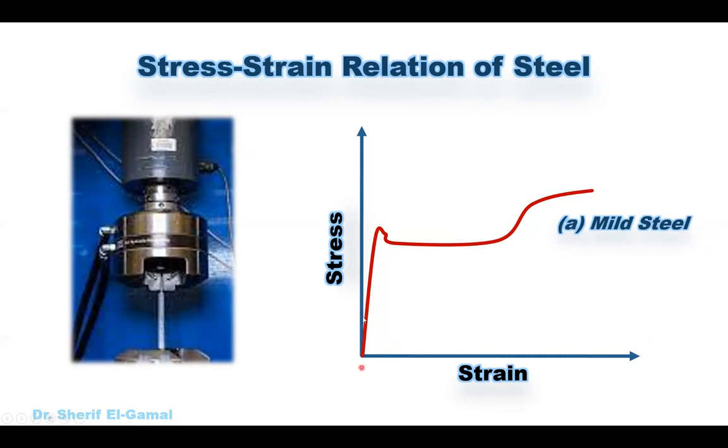For mild steel, we can see that we reach a maximum value here, which is the F yield, the yield stress. Then we have an almost horizontal value, and then a small increase at the end. This is for mild steel. We also have another type of steel called high yield steel or high strength steel. We can see that both types of steel have the same slope here, so the modulus of elasticity is similar, but high yield steel has higher stresses. And we can see that there is no clear yielding as in the case of mild steel.